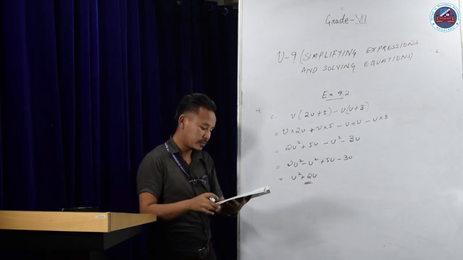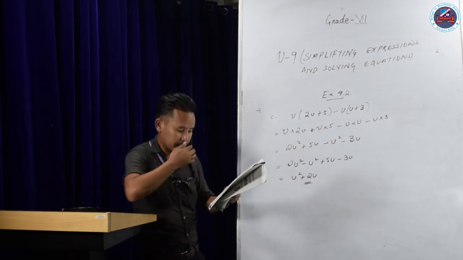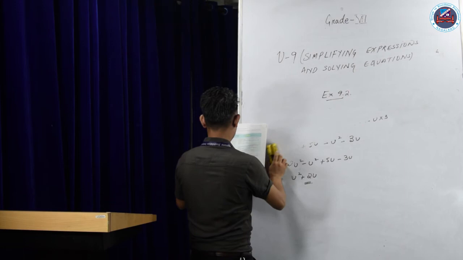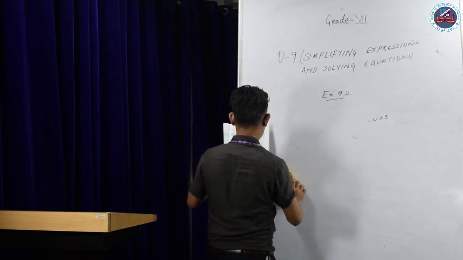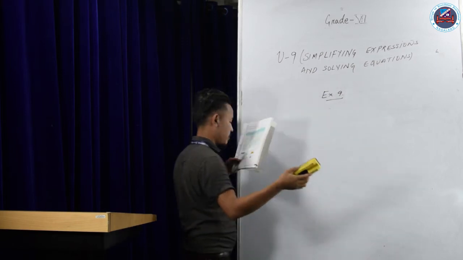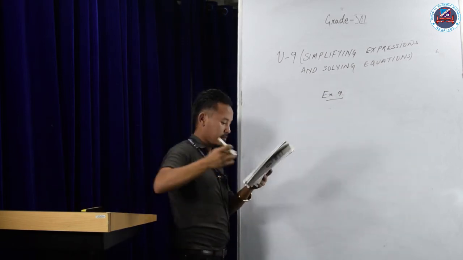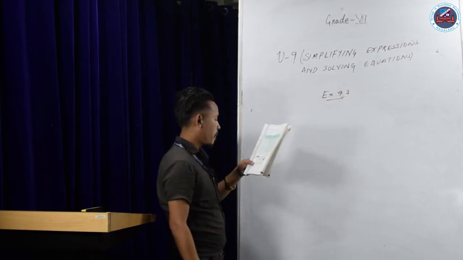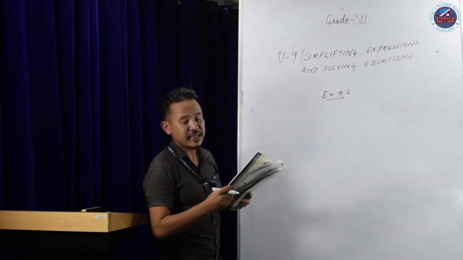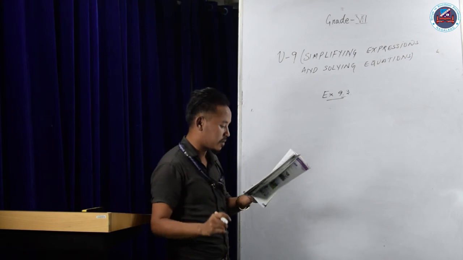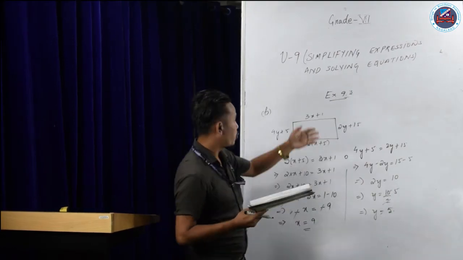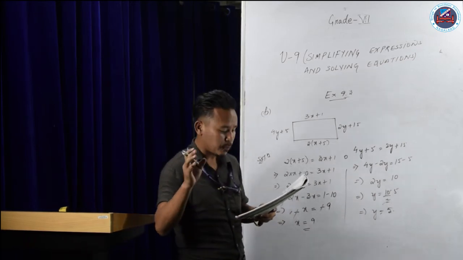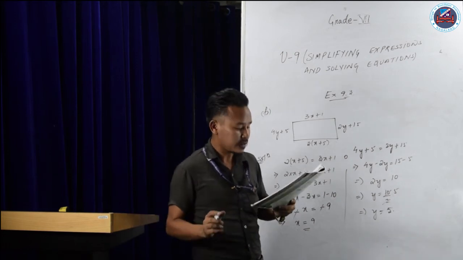Now let's move on to the last unit, that is 9.3. Question number 1, it says, work out the value of x and y in each of these diagrams. All measurements are in centimeters. Okay, now the next exercise we have is 9.3. In question number 1, it says, work out the value of x and y in each of these diagrams. All measurements are in centimeters.